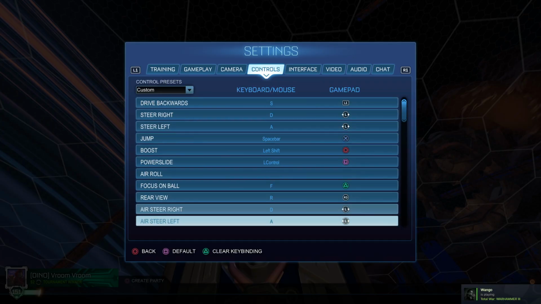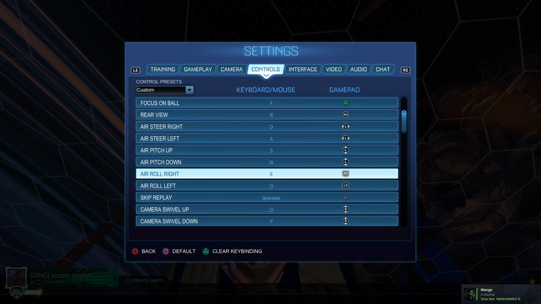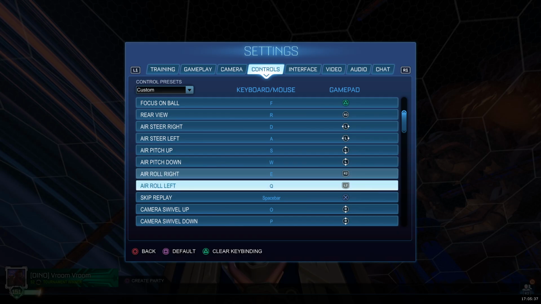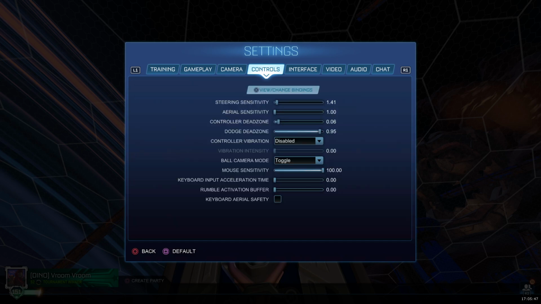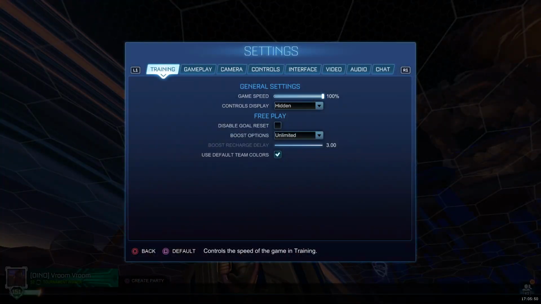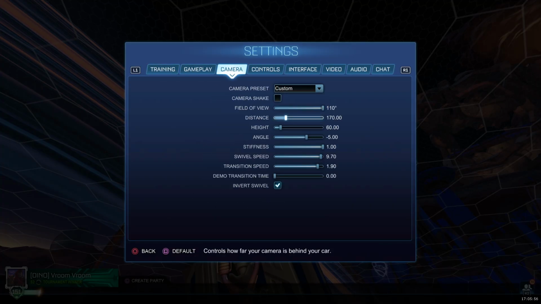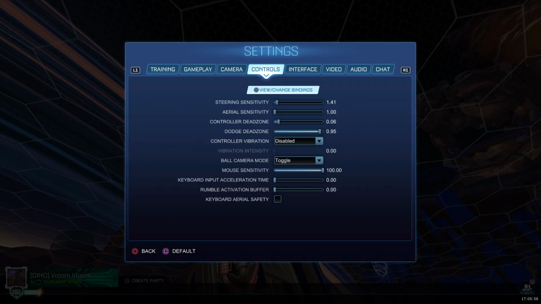And for bindings, the main thing is that you want to have both directional air rolls bound. So R2, L2 is what I use. You can use R1, L1, you can use circle and square, or like B and X. Just make sure you have both bound. And those are good air dribble settings. And for hitboxes, you want to use Breakout. That's the best hitbox. Now, why are these good settings for air dribbles?